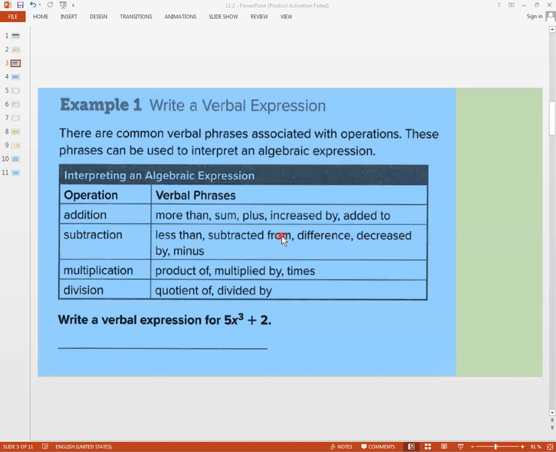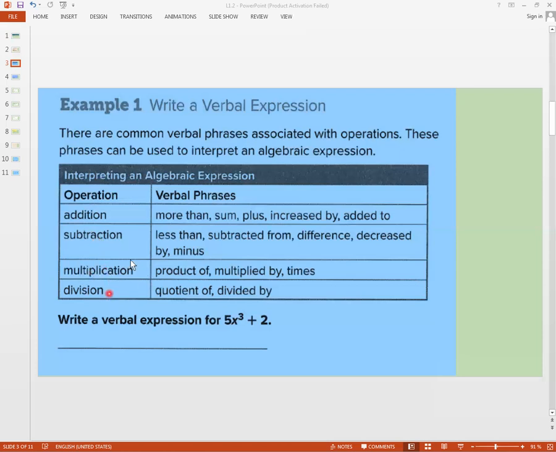Subtracted from. For example, if you read 5 subtracted from 13, you should write 13 minus 5. Okay, the difference means subtraction also. Decreased by. Increased by means plus, decreased by means minus. If you find the direct word minus, it means subtraction also.